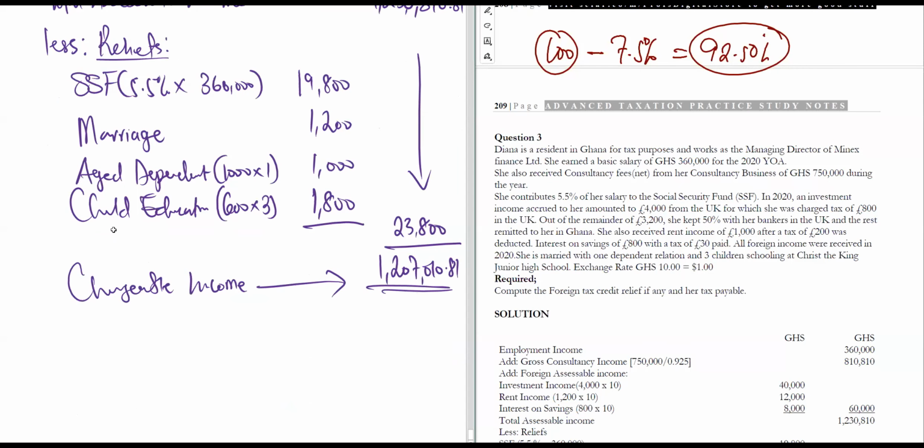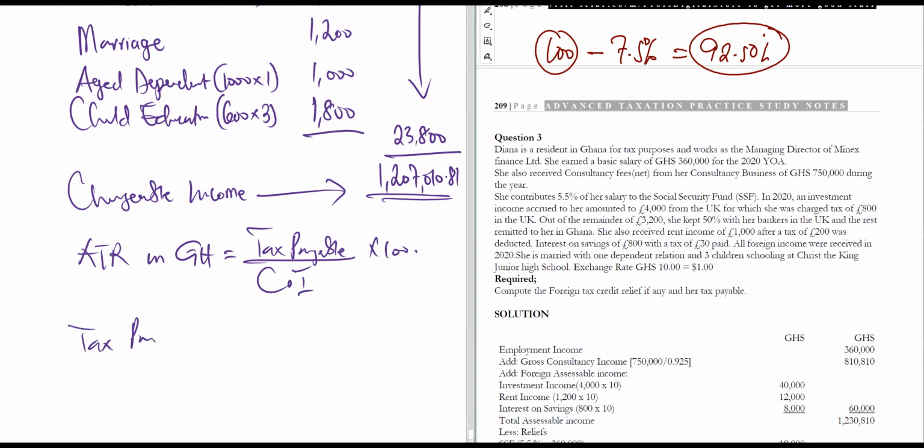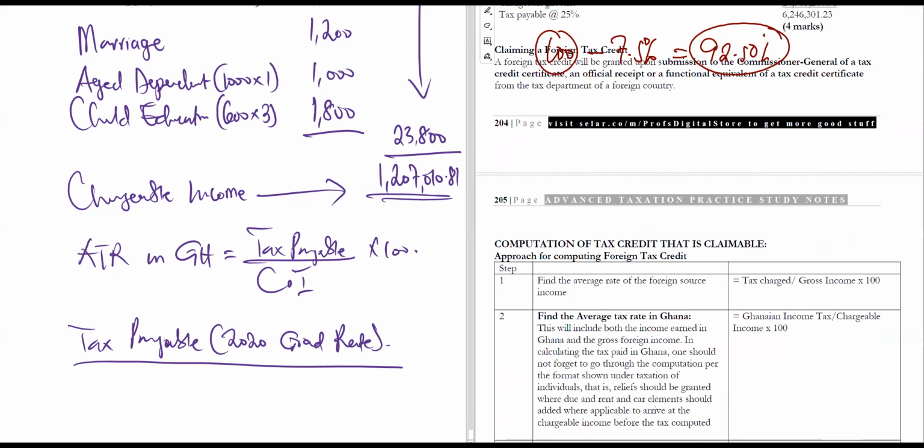So now we need the average tax rate in Ghana. We know the average tax rate in Ghana is given by tax payable over chargeable income. We need to compute the tax using the 2020 graduated rate. So we need to go back to our PAYE rates and check 2020.